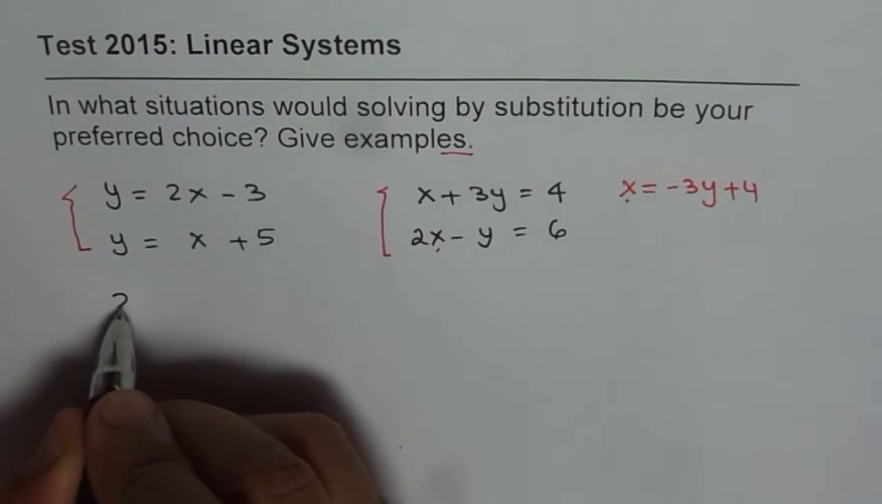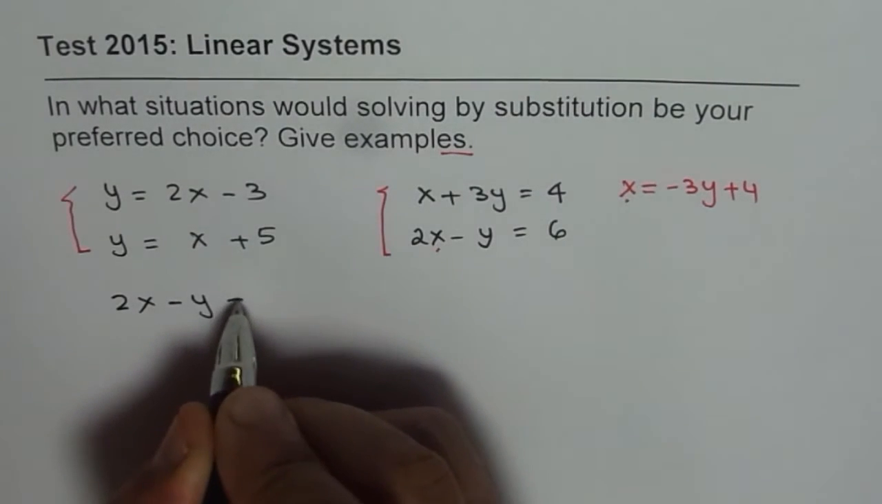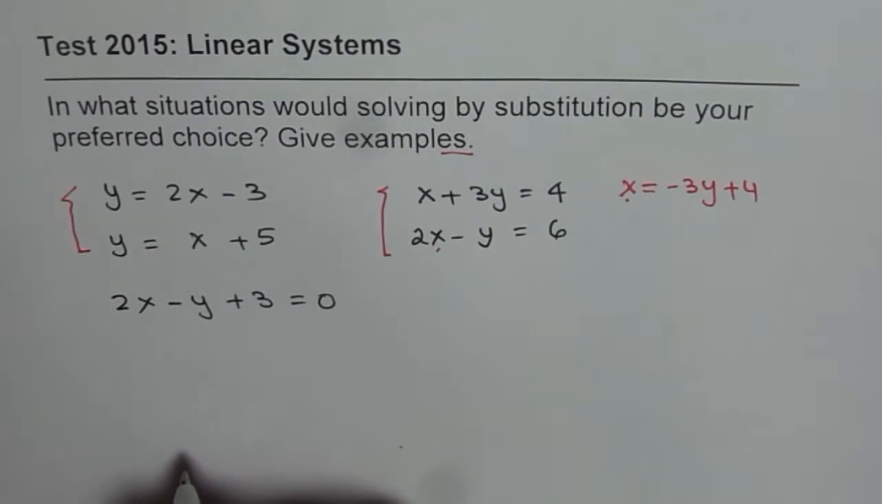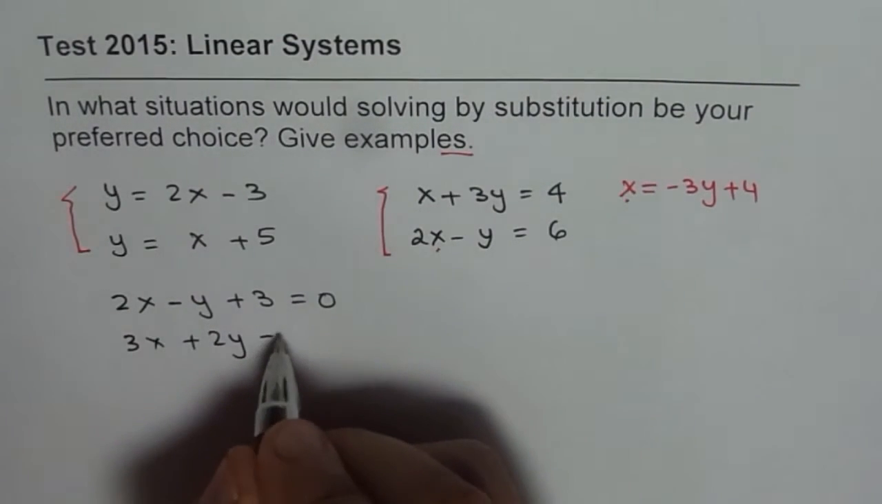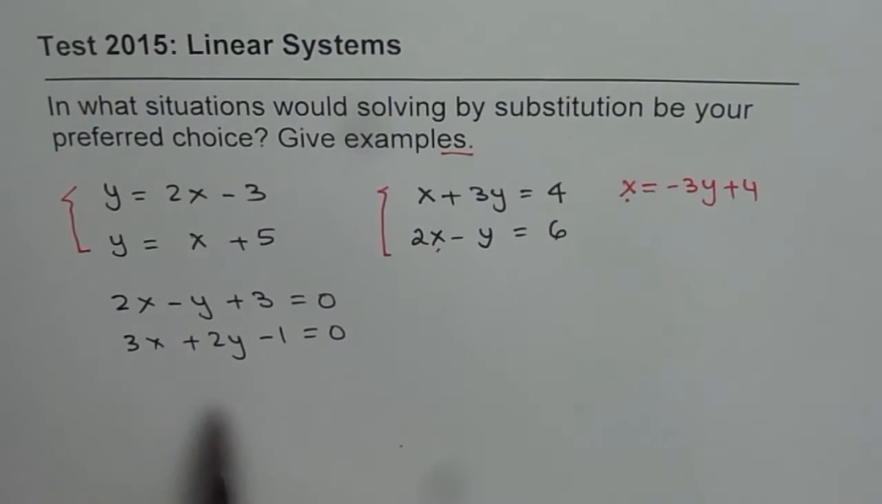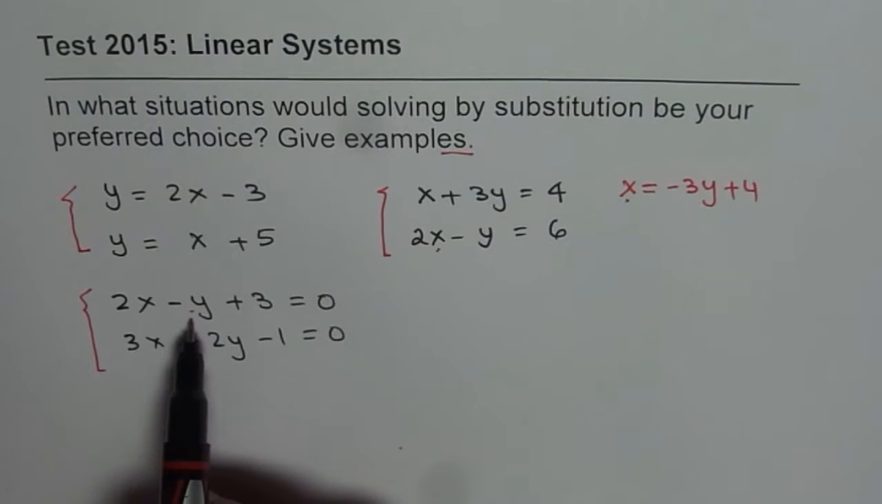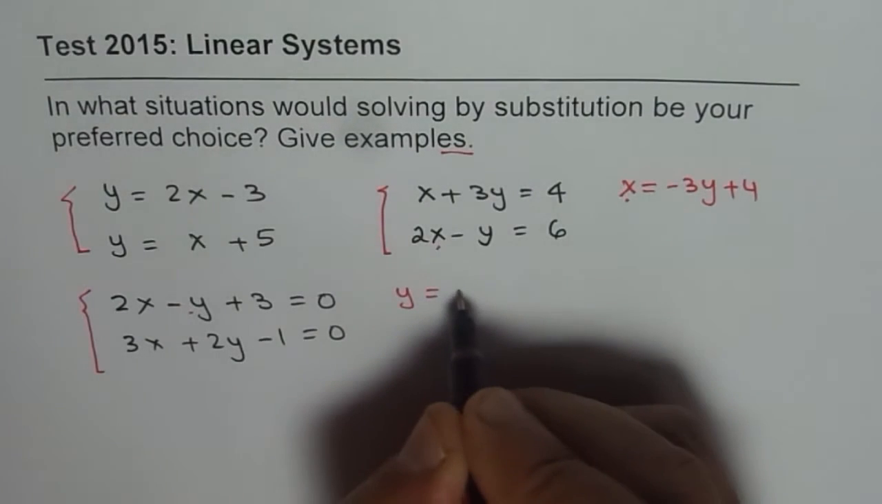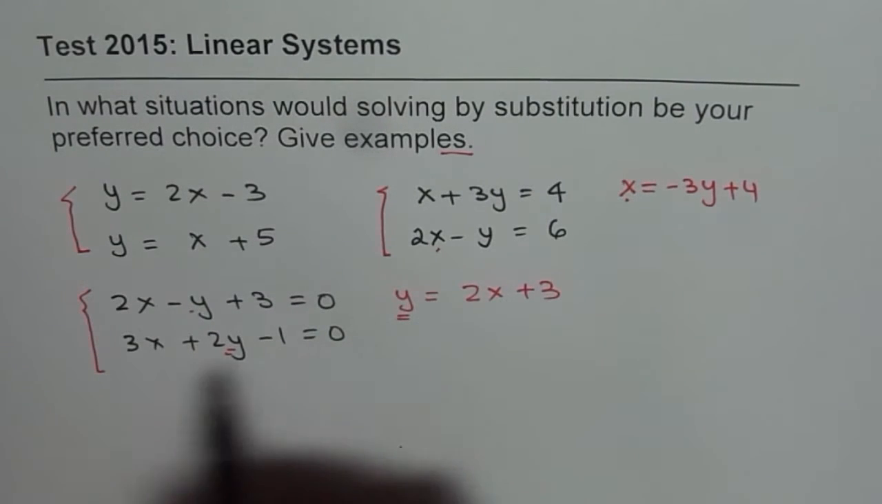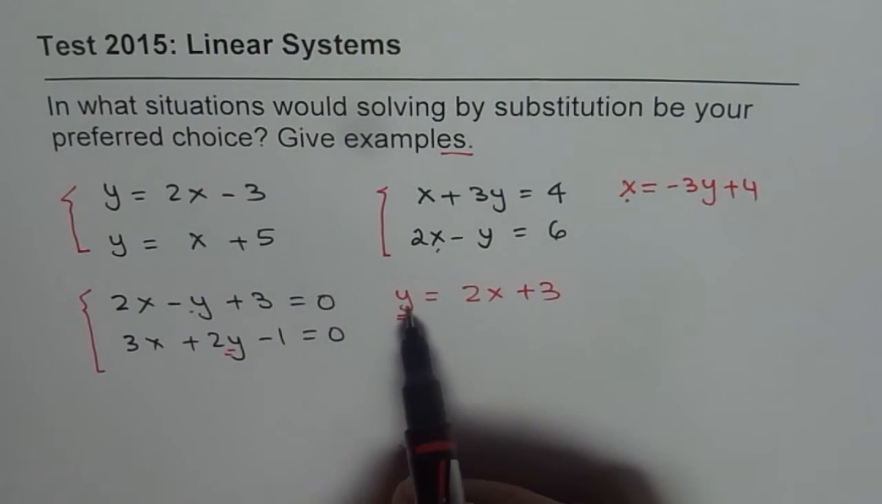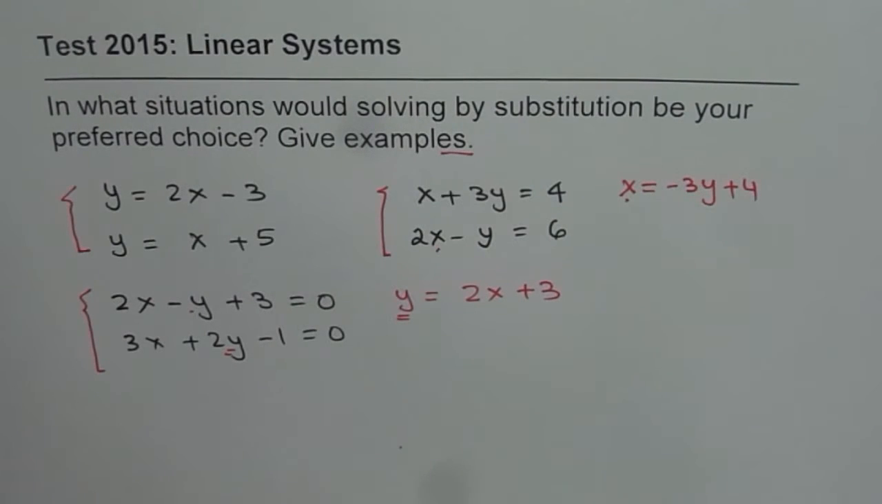Or let us say we have a situation, we say 2x minus y plus 3 equals 0. That is in standard form. And we have 3x plus 2y minus 1 equals 0. Now in this situation also, it is possible to isolate y, right? Since one of the variables has a coefficient of 1, right? So in this situation we can say, well, y is equal to 2x plus 3, and we can substitute this value of y here, solve for x, right? So when we substitute the value of y, we get an equation in x which can be solved, right?